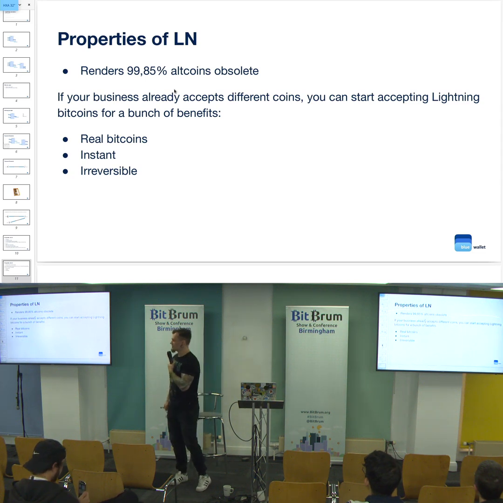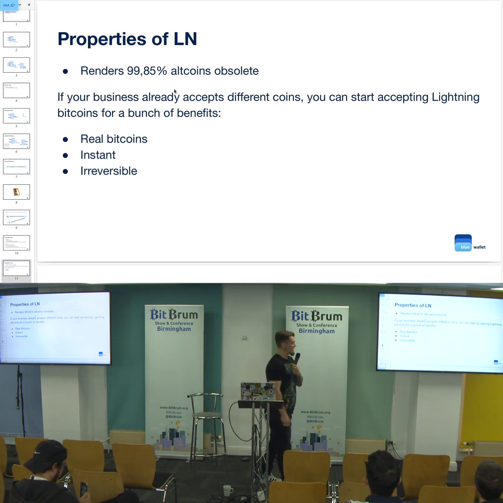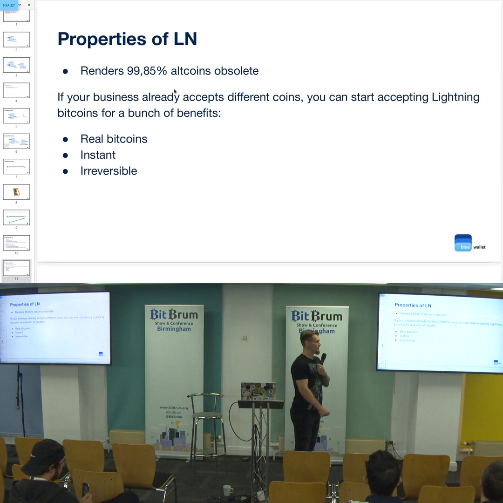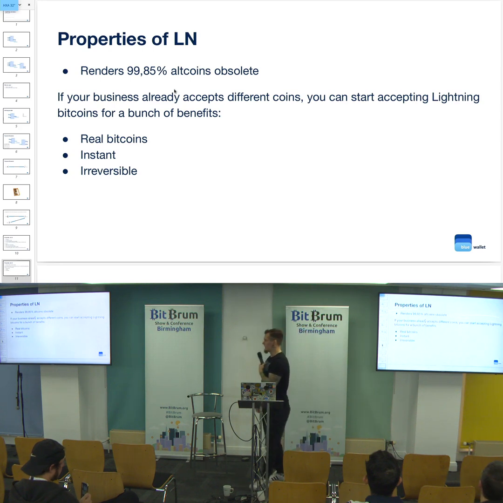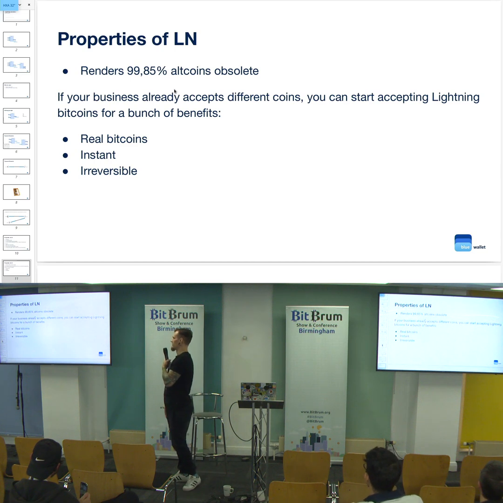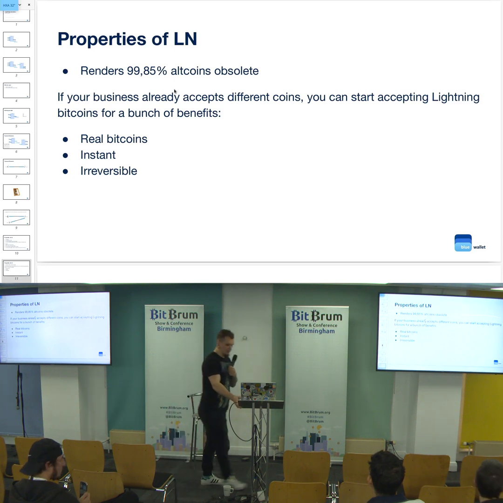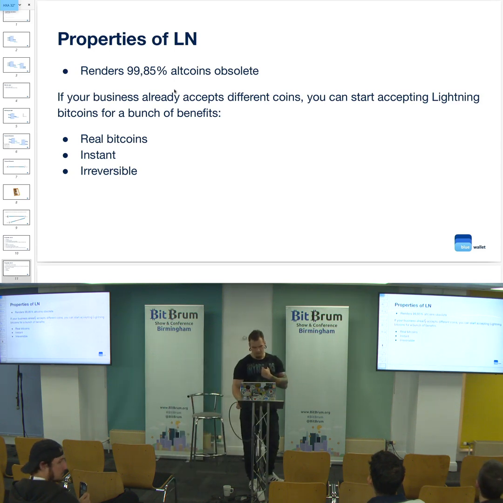So the bottom line is, if your business is already accepting cryptocurrency, you can start accepting Lightning and get a bunch of benefits. You're getting real Bitcoins. After you transact with altcoins, you usually convert them to Bitcoins. With the Lightning Network, you don't have to do this. It's instant, it's irreversible, it's a win-win for you and for your customers.